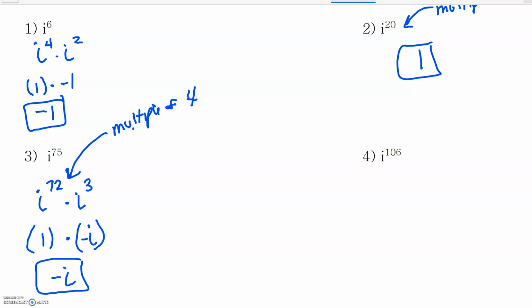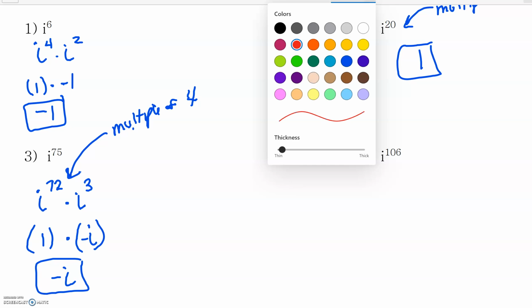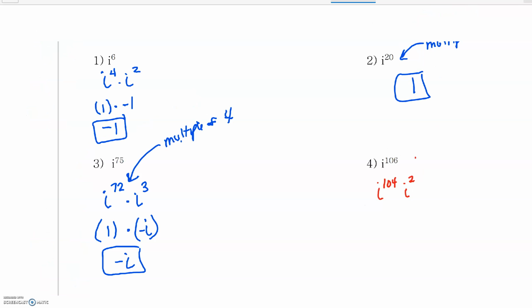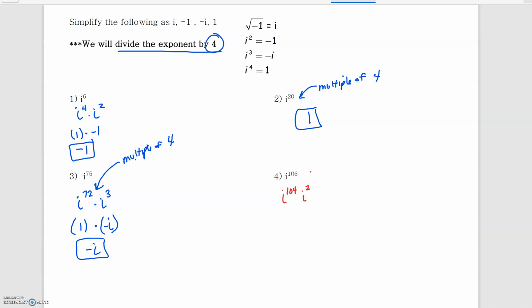So we break it down as much as we can, but we want multiples of 4. So we want to see as close as we can get to that multiple of 4, which is 26, which is 104. And then there's 2 left. So we want this to be small enough that we are either a 1, 2, or 3, so we can simplify that. So this is a 1 since it is a multiple of 4. And then we have i squared, which is negative 1. And when we multiply these, we get negative 1.